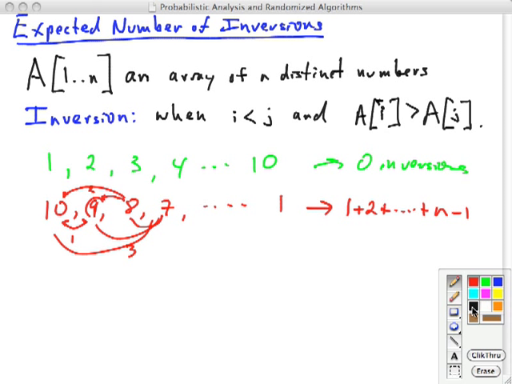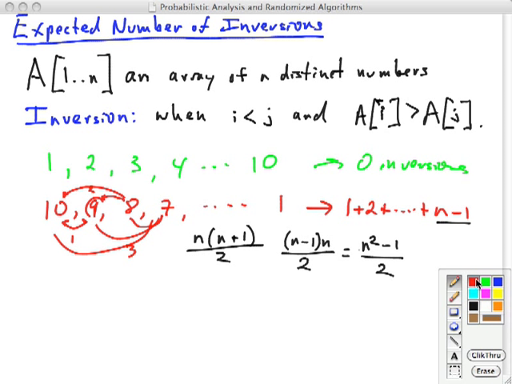Well, how many is that? We know that we have the general formula. Remember the story I told you about Euler, who was asked to add up the first 100 numbers and did it in a few seconds, and this was a formula he used. That's the sum of the first n numbers. Here we're doing the sum of the first n minus 1 numbers, so instead of n we write n minus 1. So we're going to have n minus 1 times n minus 1 plus 1, which is n, over 2. So we're going to have n squared minus n over 2 inversions in the worst case.